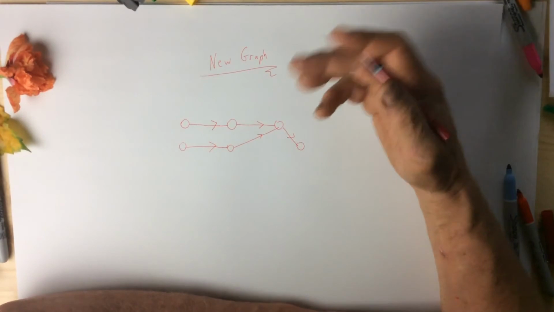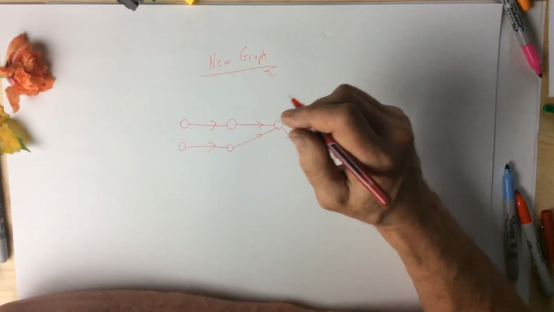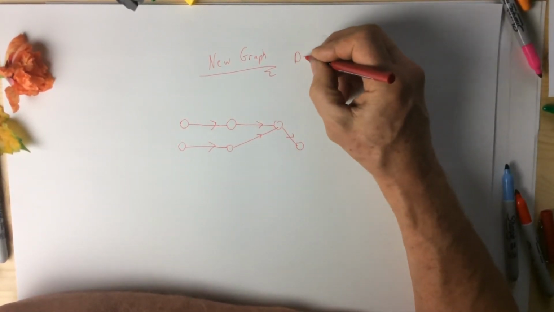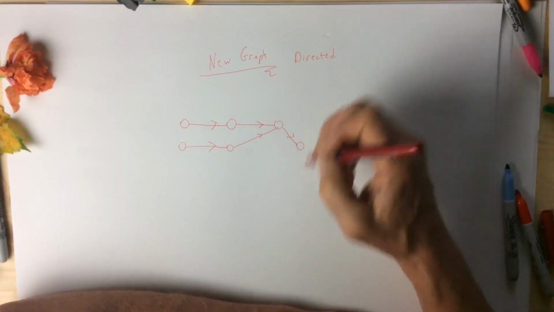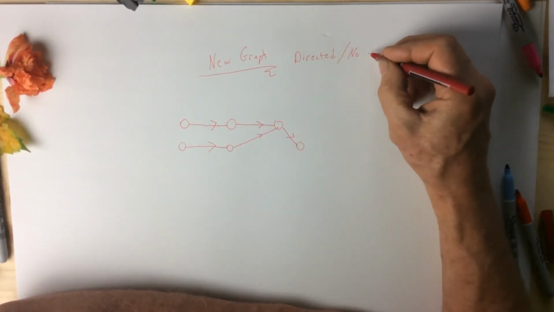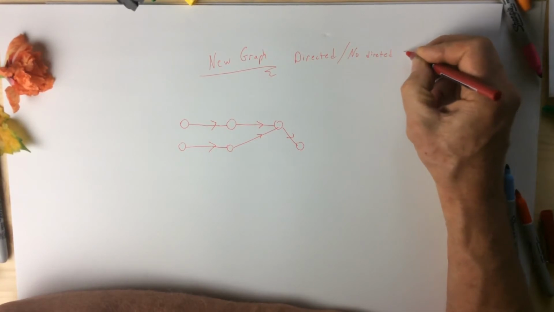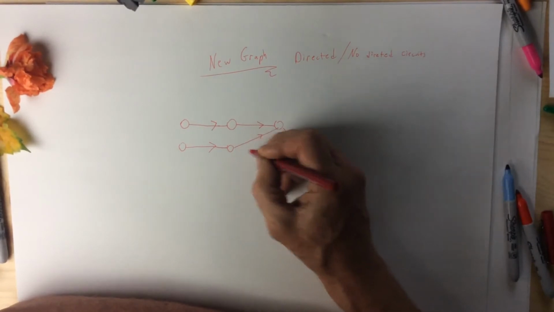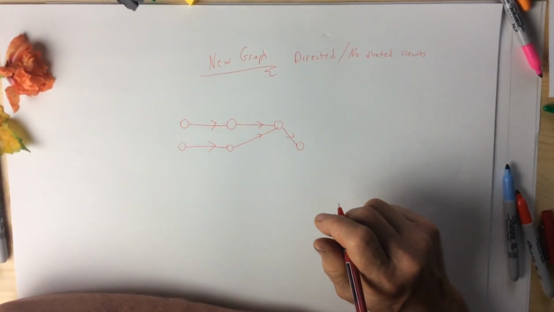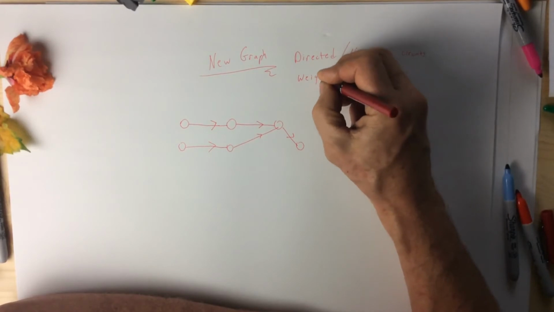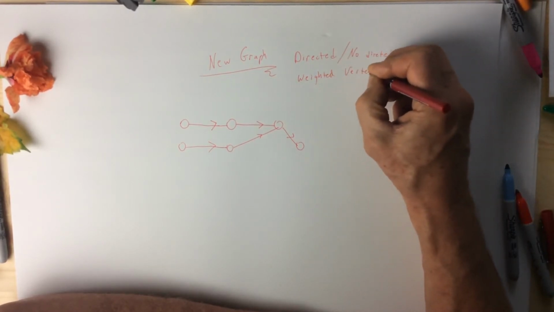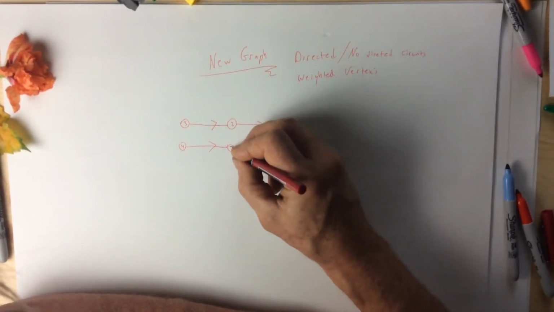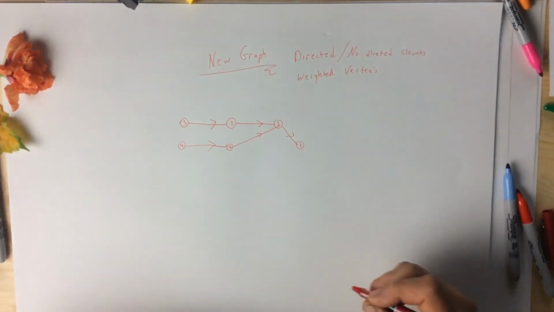And we usually make the vertices large enough so we can put weights at the vertices, not on the edges. So this is going to be a new graph that is directed, no directed circuits. We can't go here, here, and we can't have one going back to there. That's not allowed. And it has weighted vertices. So I'm going to put some numbers in here: 3, 2, 4, 2, 6, 1.